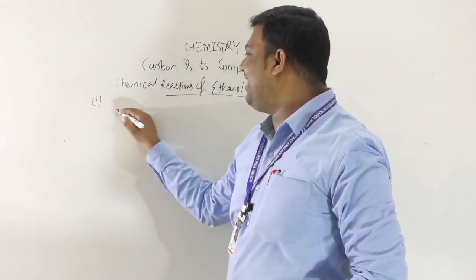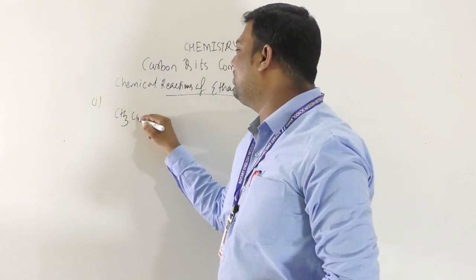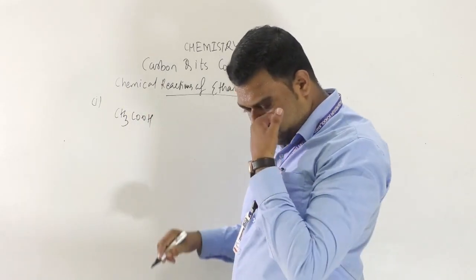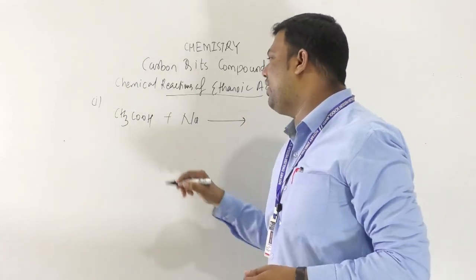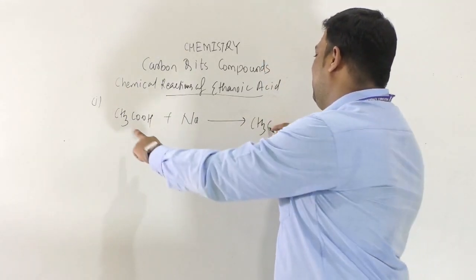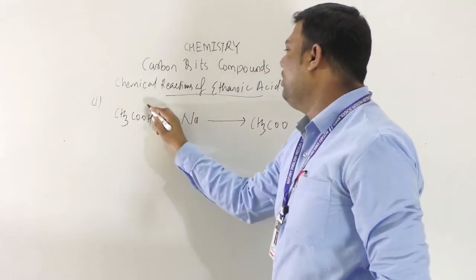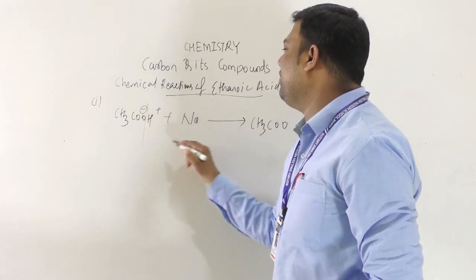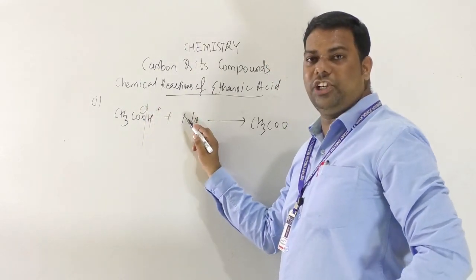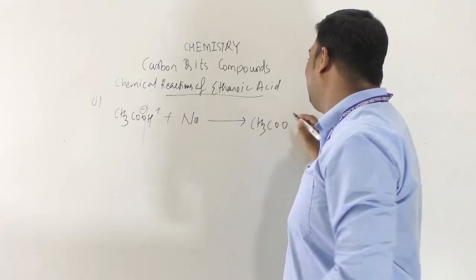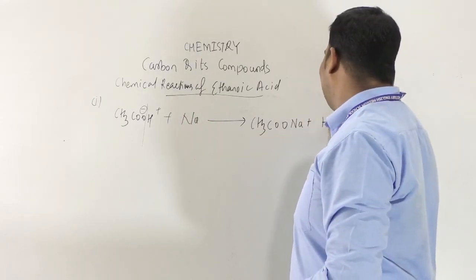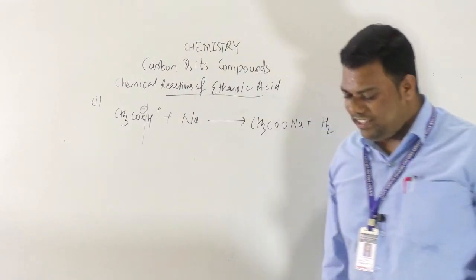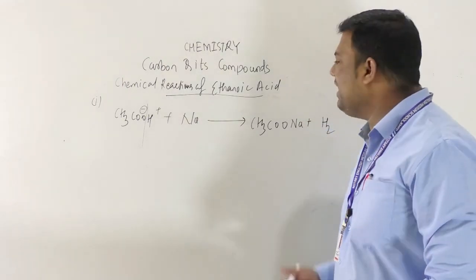Okay, so see here, in acidic nature, suppose CH3COOH plus Na. So what will you get? You will get CH3COO minus, Na plus. It will break here into minus and plus. So Na is always electropositive, so it will catch here. Na plus hydrogen gas. So you have to balance the reaction.